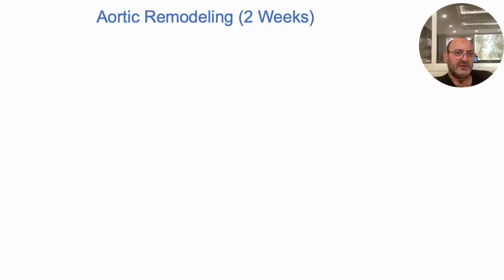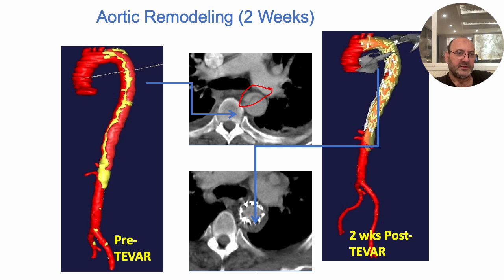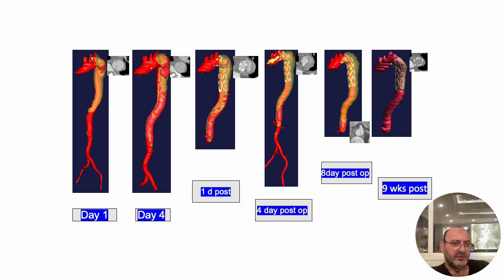Aortic remodeling at 2 weeks. Take a look at the same patient. You see the false lumen here, the true lumen, sorry. That's the true lumen, pre-TEVAR. Post-TEVAR at 2 weeks, you see the remodeling is pretty good. This is in the thoracic aorta. When you look at day 1, day 4, and 1 day post procedure, and then at 9 weeks, you see the thoracic aorta almost has no false lumen.